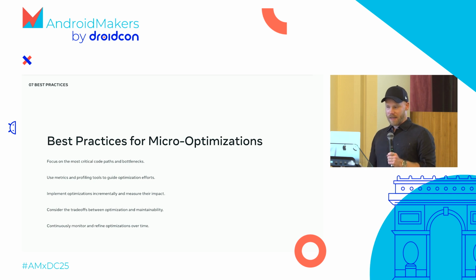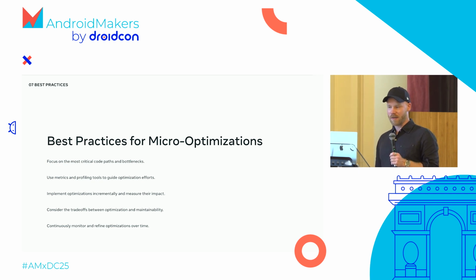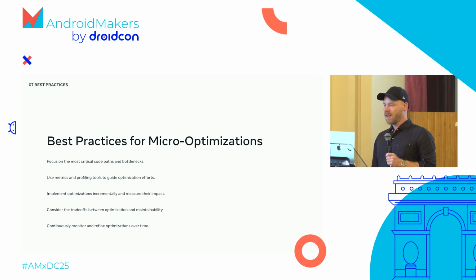Now that we looked at a few cases, let's take a step back and look at some best practices. In general, it's good to focus on the most critical code paths and bottlenecks. We need to use metrics, we need to use profiling tools, and we need to spend a lot of time reading and understanding everything we are doing. We need to implement optimizations incrementally and measure their impact. And we also have to consider the trade-offs between optimization and maintainability. It's important to continuously monitor and refine these optimizations over time as our code base also evolves.